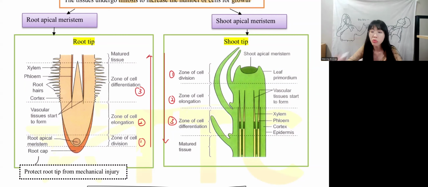So division is to increase the number of cells. Elongation is to increase the size and mass of the cell. We will go through all of the processes later.